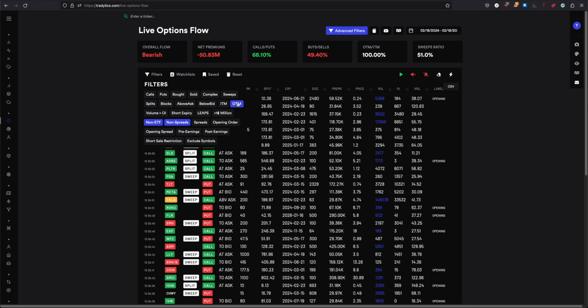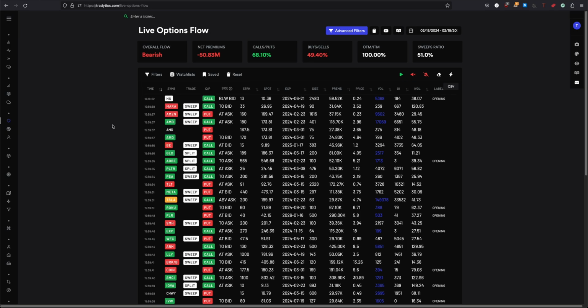You can get even more aggressive by saying, hey, I only want sweeps, or I only want to see that volume over interest flow, the orders that have the blue text under volume. I only want those, or I only want short expiry. I believe Tradytics deems short expiry in the next 2 weeks. Okay. And you can filter these on and off, as you wish, right? That's how I go about it. Okay. And that's just the main page. That's basically all you need to know.